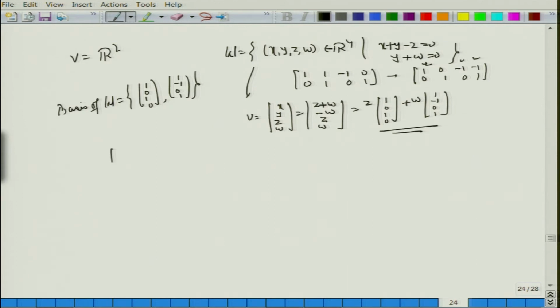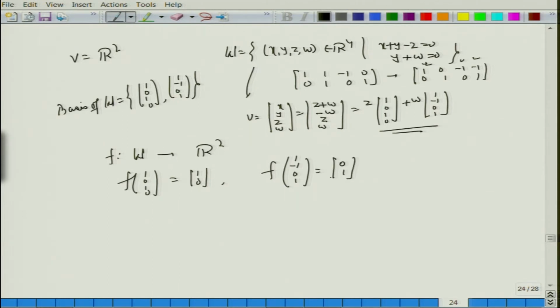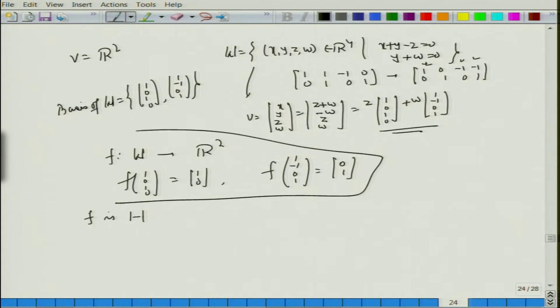So, I can define my map f from W to R2 by f of (1, 0, 1, 0) as (1, 0) and f of (1, -1, 0, 1) as (0, 1), fine. Then you can see that f is 1-1. So, I am going to define f using this. So, what I am saying is that for any v belonging to W, I have to define this.